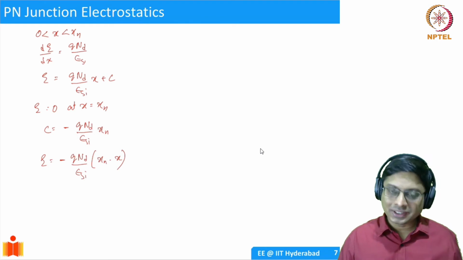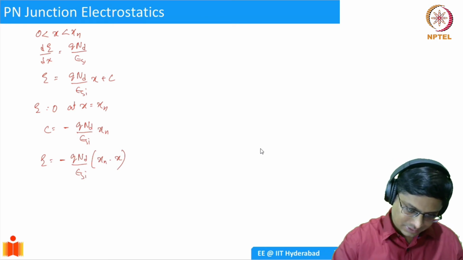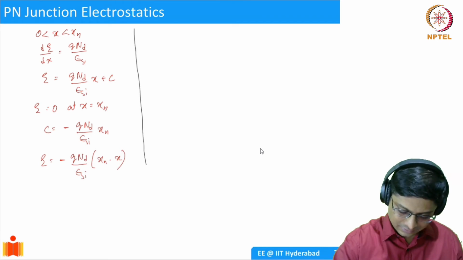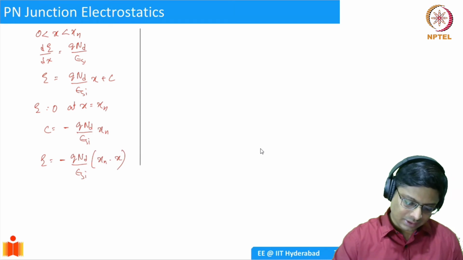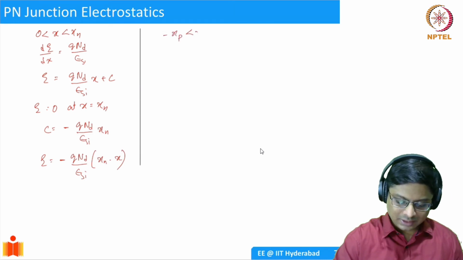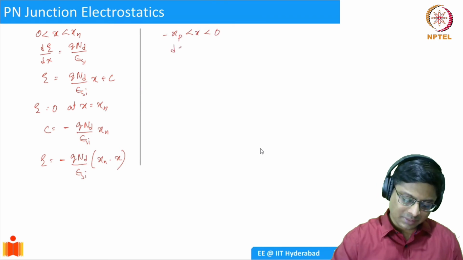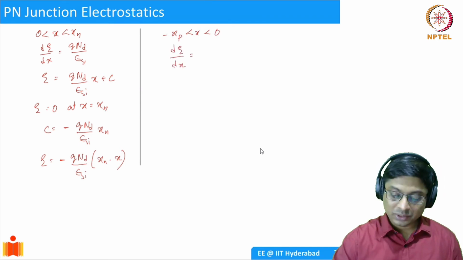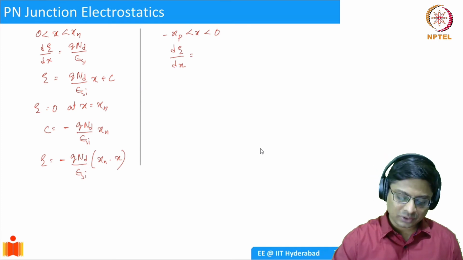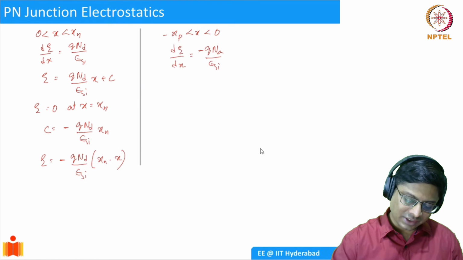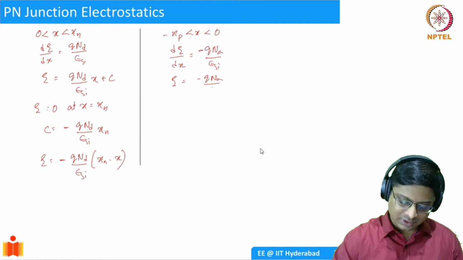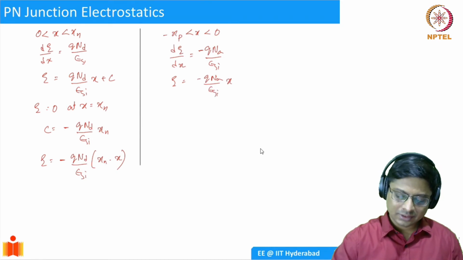And then what happens on the P side? Something similar happens on the P side. Let's consider between minus xp and 0. dE by dx now is going to be rho by epsilon, and rho, remember, is uniform. So it is minus q N_A by epsilon silicon. This is your charge density divided by epsilon. And so that implies that your field is going to be minus q N_A by epsilon silicon times x plus C.